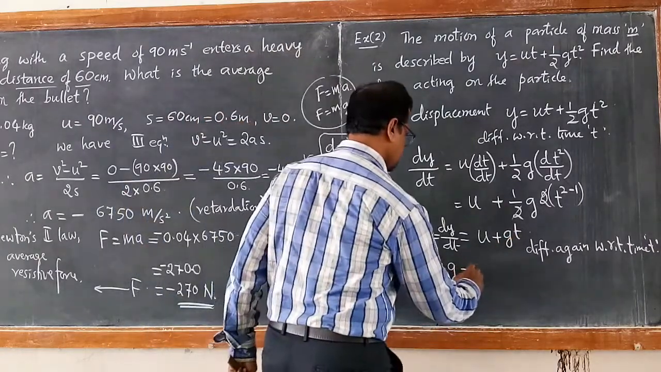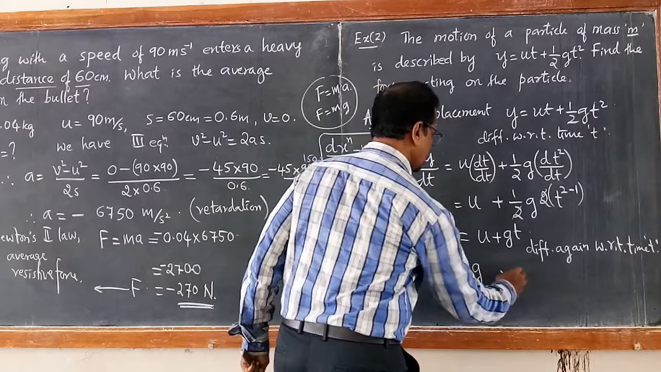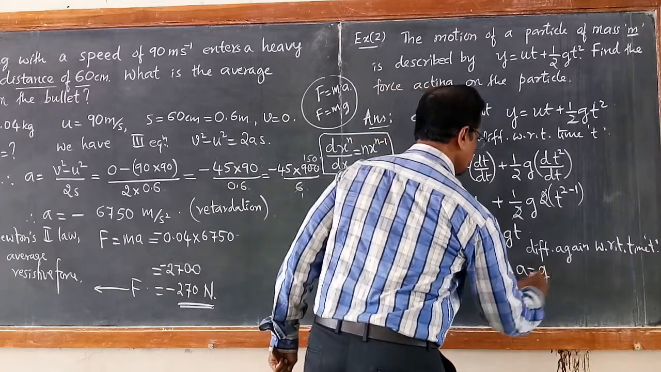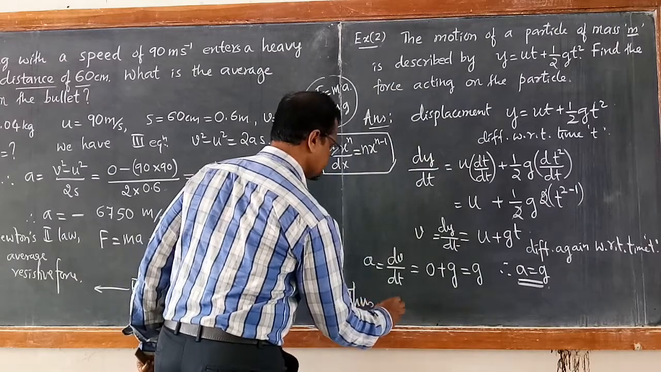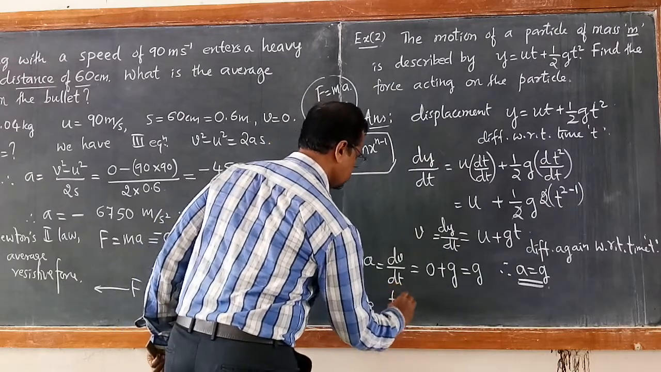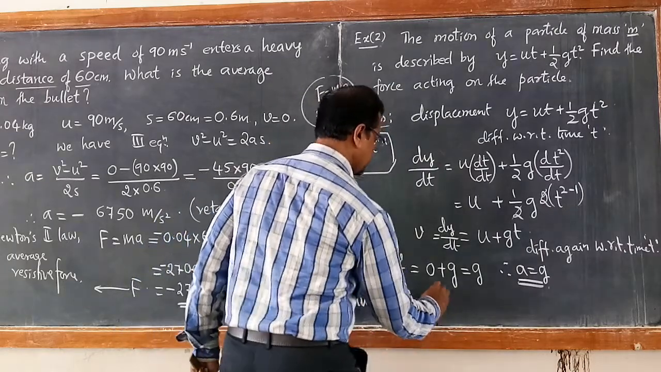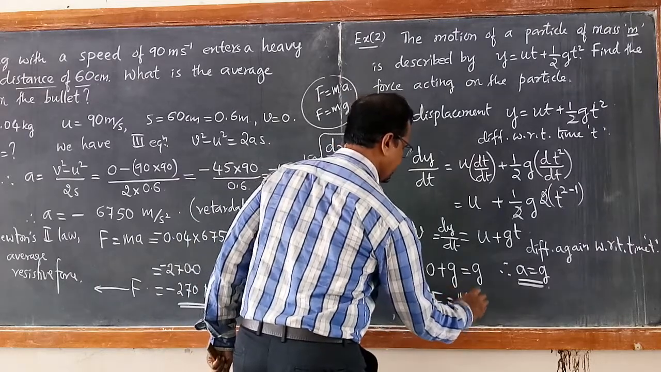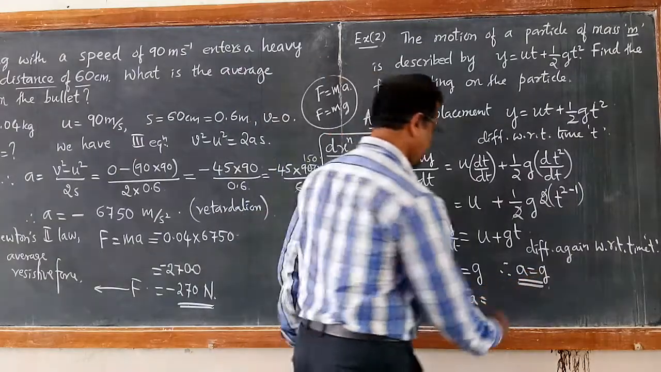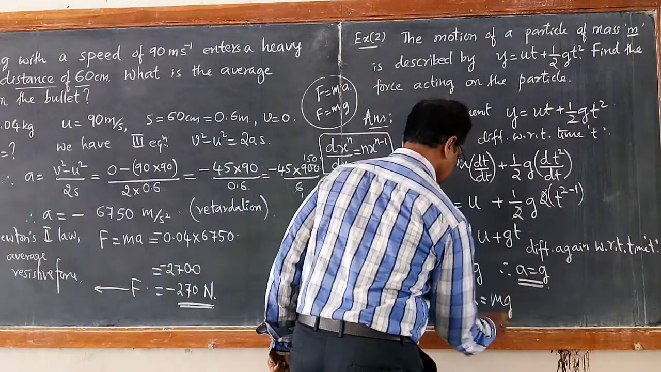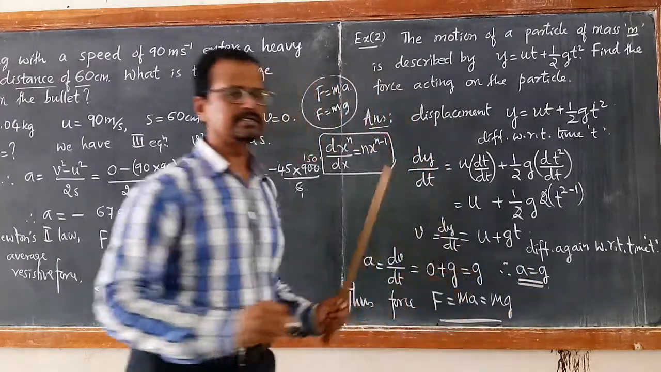Therefore the acceleration becomes g. Therefore a is equal to g. Thus, according to Newton's second law, force on the particle F is equal to m into a. This is the standard equation. So a is g. Therefore it becomes m into g. Thus the problem becomes very simple.